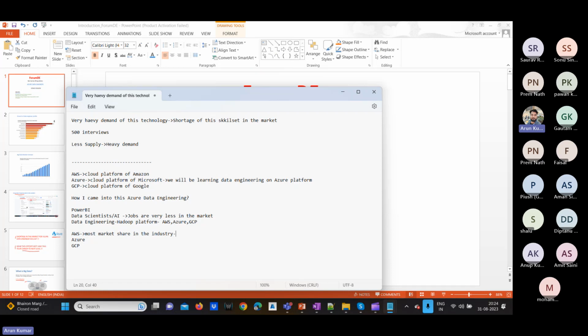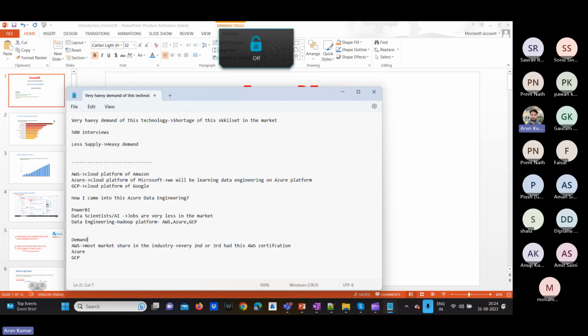When I looked at my friends and my colleagues, every second or third person had this AWS certification with them. And I didn't want to be part of the crowd, because it's all about demand and supply, right? Everything is about demand and supply.